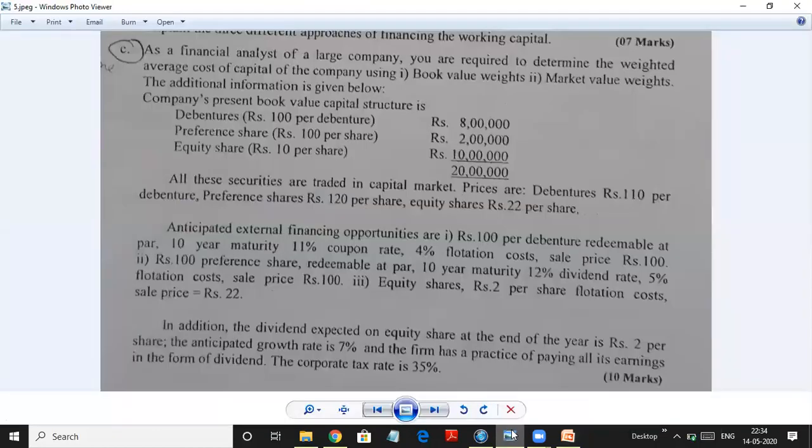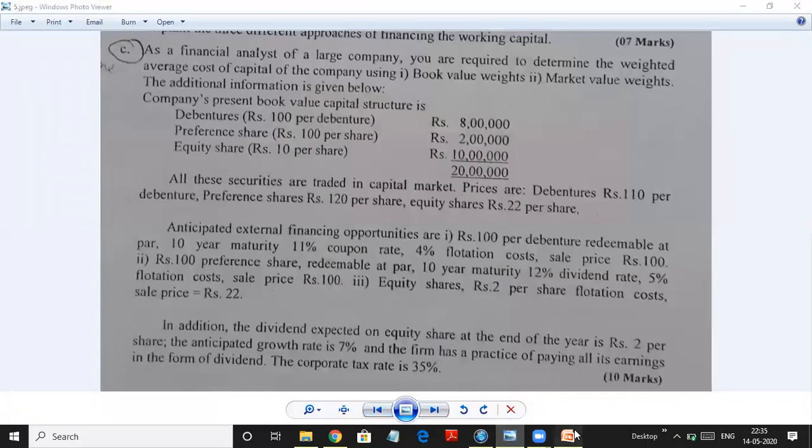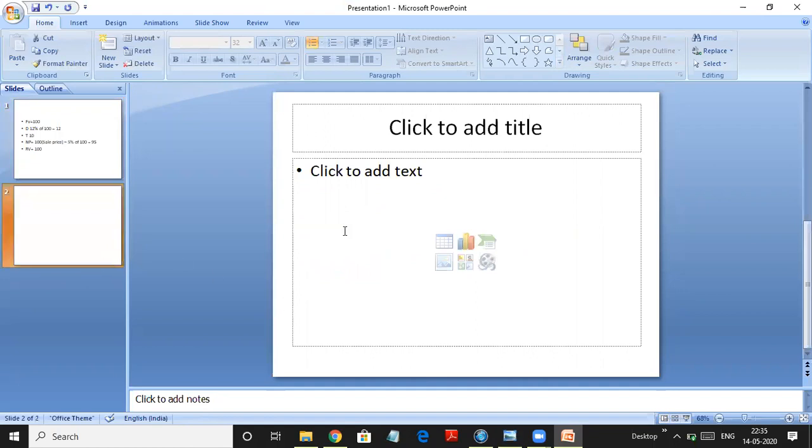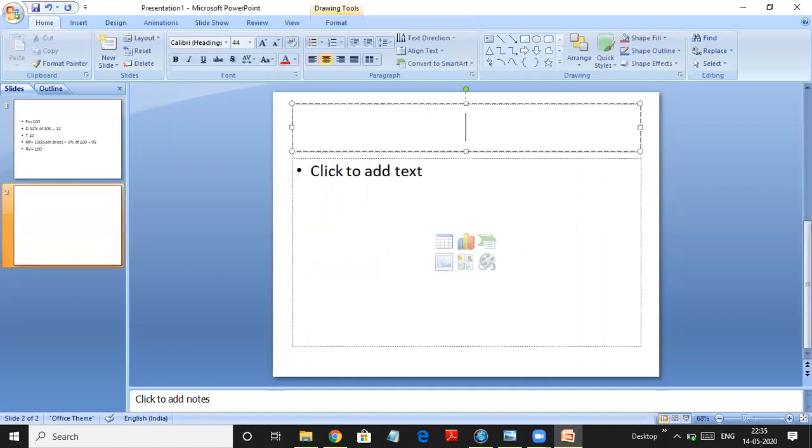Let's go to the solution. 12 rupees dividend plus 100 minus 95, RV is 100, NP is 95, divided by 10 years. Then the whole divided by 100 plus 95 divided by 2, you get 12.82%. Similarly, we will do cost of debt. For cost of debt, we'll see what all information is given, note it down, and then solve for it. So this is for debt.